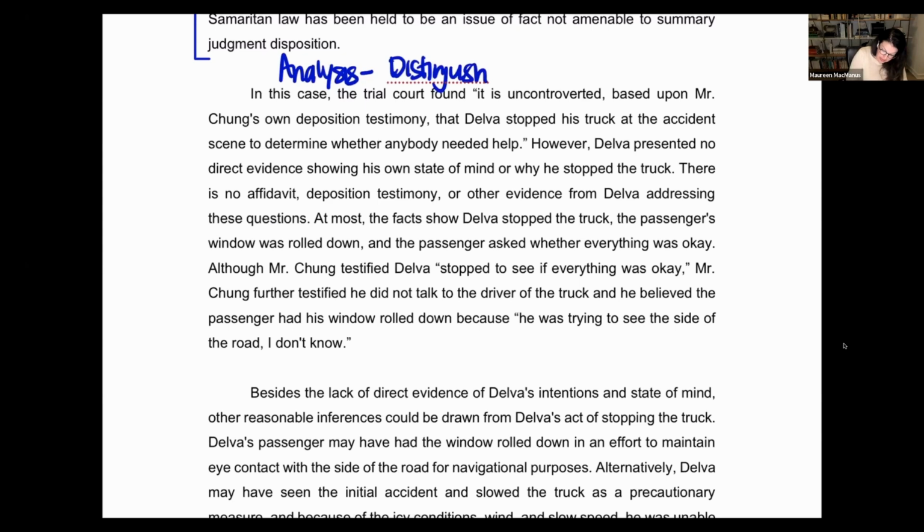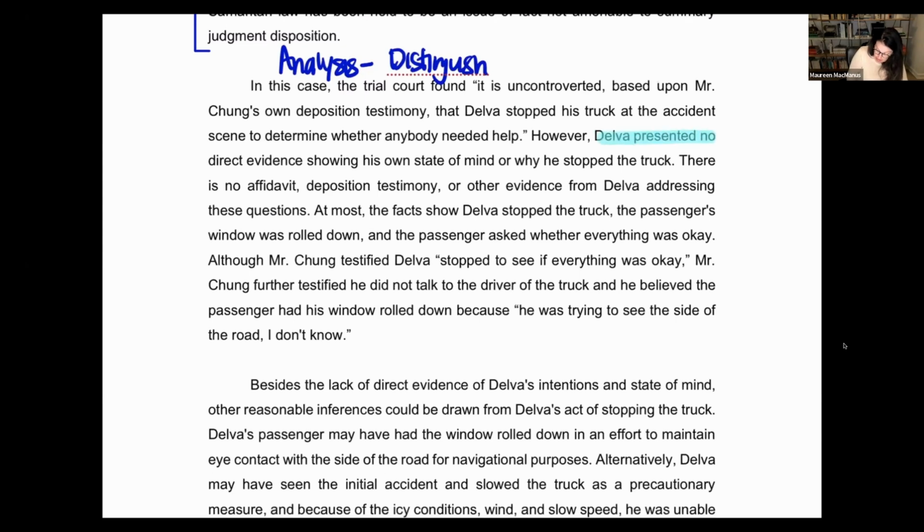So this is the analysis. Delva presented no direct evidence showing his own state of mind, why he stopped the truck. There was no affidavit, deposition testimony, or other evidence from Delva addressing these questions. At most, the facts show Delva stopped the truck, the passenger's window was rolled down, passenger asked whether everything was okay. Although Mr. Chung testified Delva stopped to see if everything was okay, Mr. Chung further testified he did not talk to the driver of the truck. He believed the passenger had his window rolled down because he was just trying to see something.